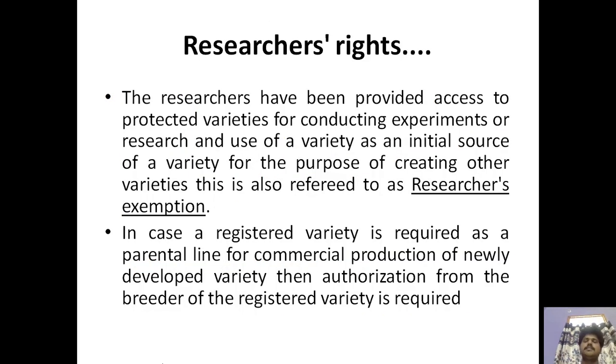Then there are a few provisions under this PPVFRA. Researchers have been provided access to protected varieties for conducting experiments or research, or use of the variety as an initial source of variety for the purpose of creating other varieties. That is referred to as the researcher's exemption. So researchers are exempted for using that material for conducting their experiments for developing new things. In case a registered variety is required as a parental line for commercial production of a newly developed variety, then authorization from the breeder of the registered variety is required.